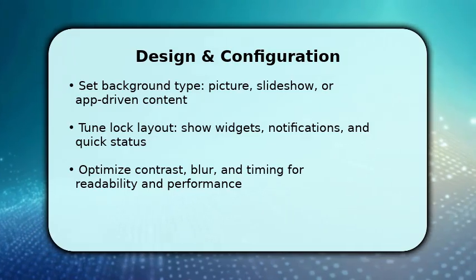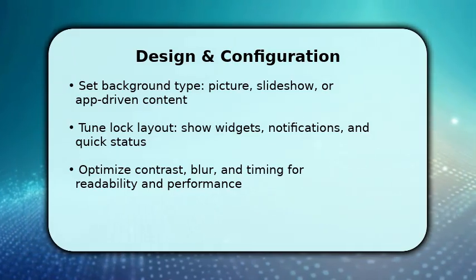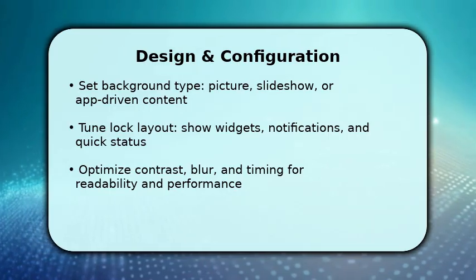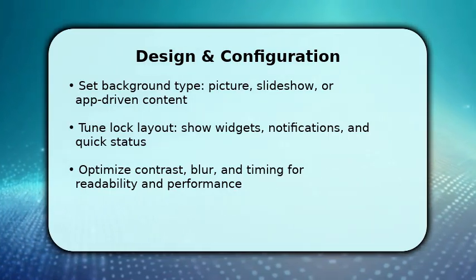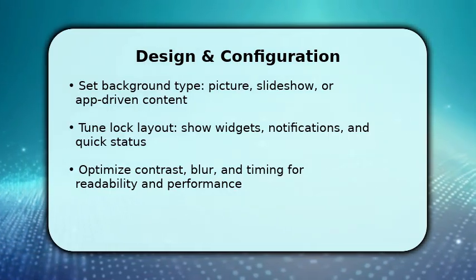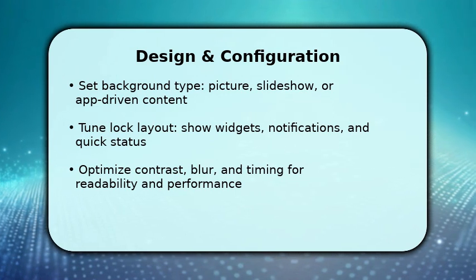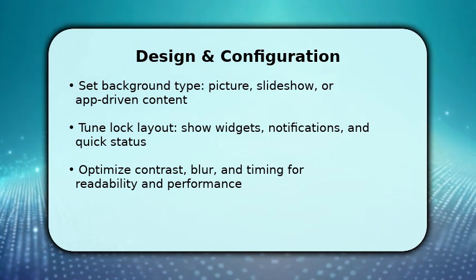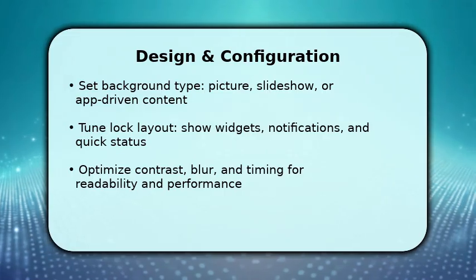Configure which quick status apps appear and how many notifications are allowed. This balances utility and privacy. If using third-party tools, sync their settings with system power plans to avoid battery drain. Once configured, preview the lock screen and iterate until it feels right.